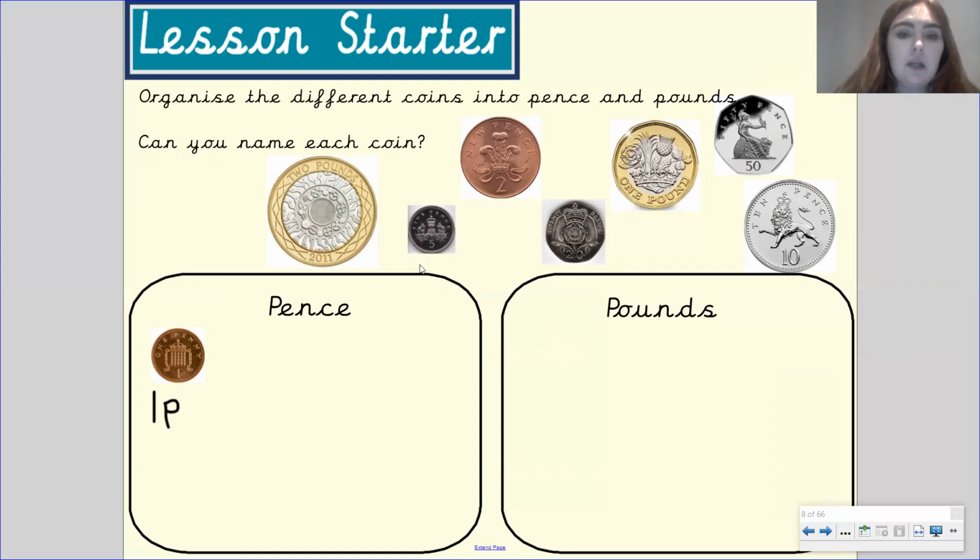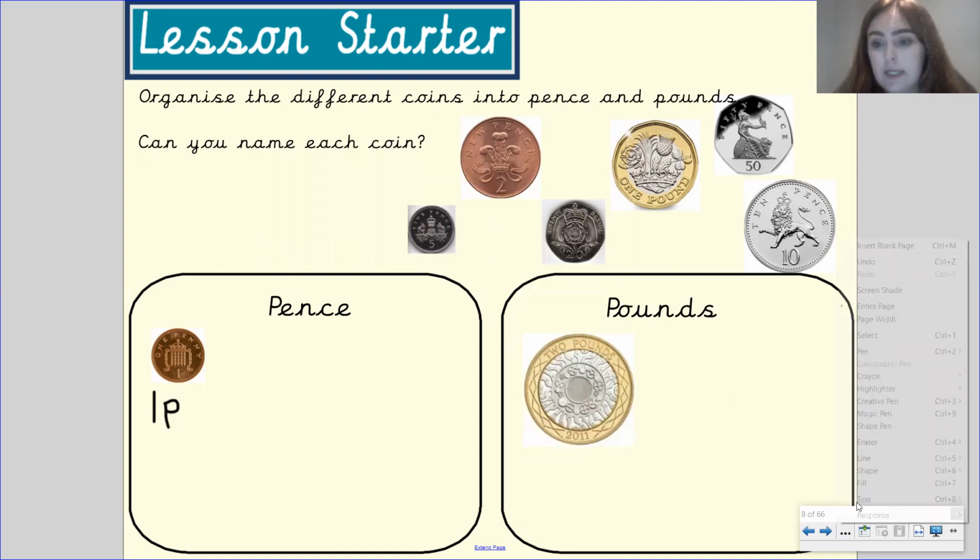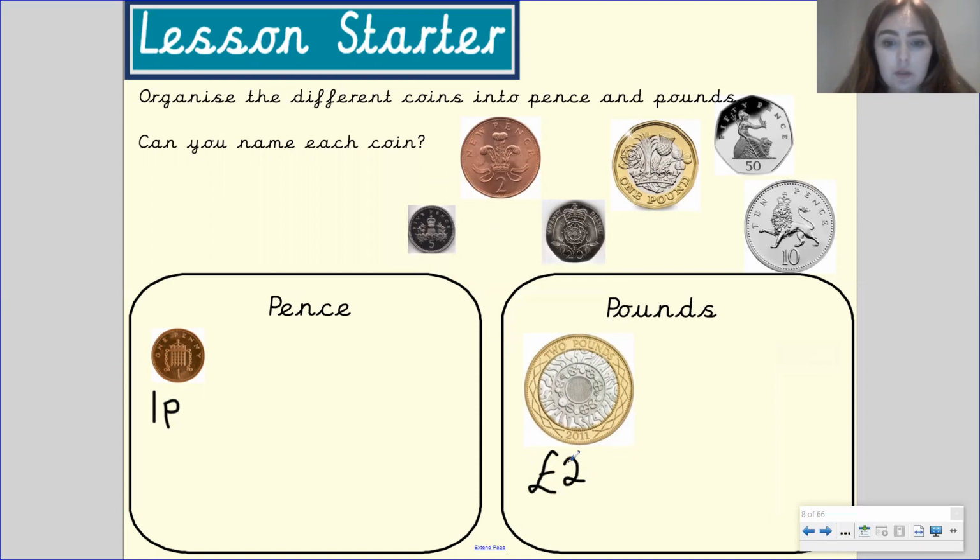Okay, let's have a look at this one here. What do you think this is? Pause the video to have a think. Well done. This is £2. If you look closely at this coin, you can see £2 written on it. So it goes into our pounds side, and the way that we would write this down on paper is by drawing the pound sign and writing £2.